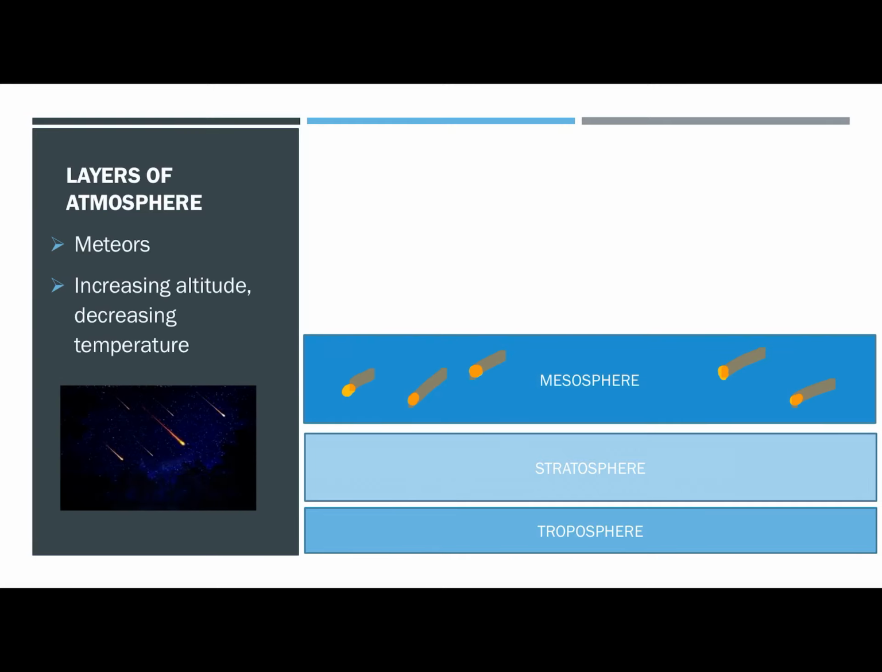Now when we move to our mesosphere, where we see meteors, we have again a decreasing temperature because now you're getting further away from that heat absorbing ozone layer. So we have a decreasing temperature, then our temperature is increasing, and again our temperature is decreasing. There's nothing in this mesosphere to absorb any energy, so as we move higher, our temperature is getting cooler.